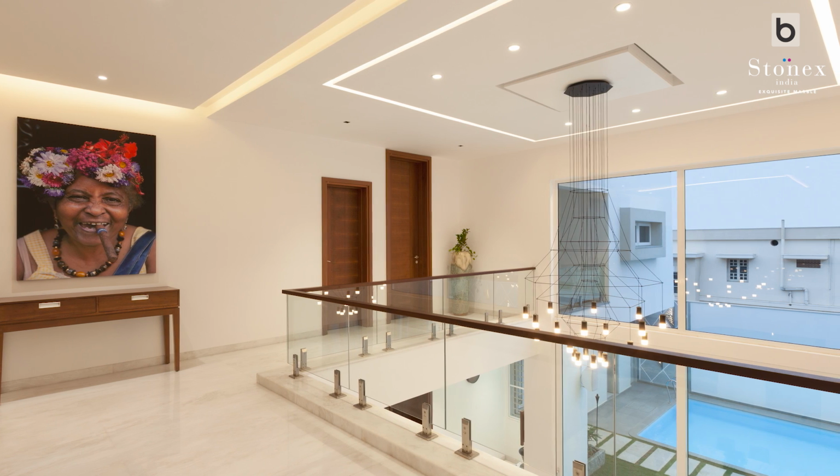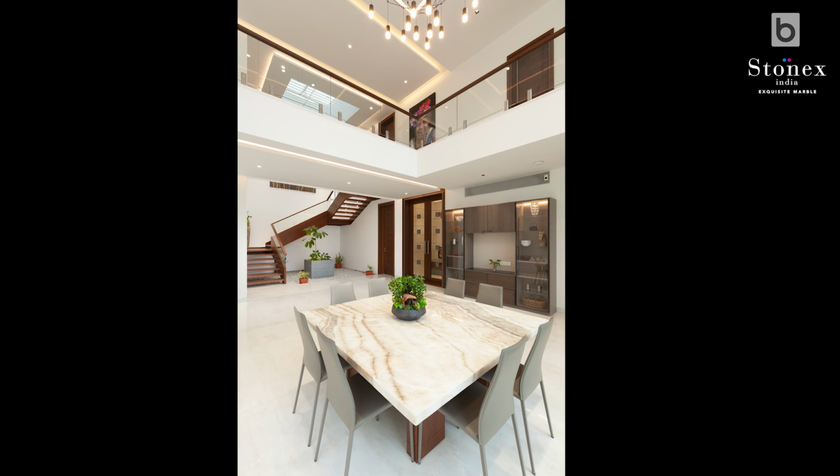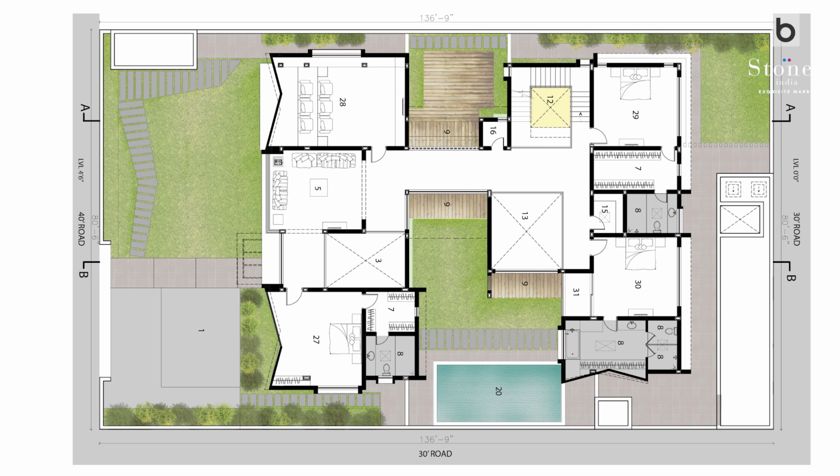The first floor has 3 double-light spaces, like one is the foyer, one is the dining, and the stairwell. And this gives a feeling of space, and it gives a visual connect and audible connect. And the footprint of the first floor is the same as the ground floor, and it also accommodates a home theatre.